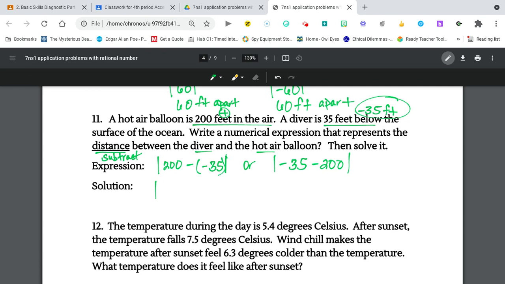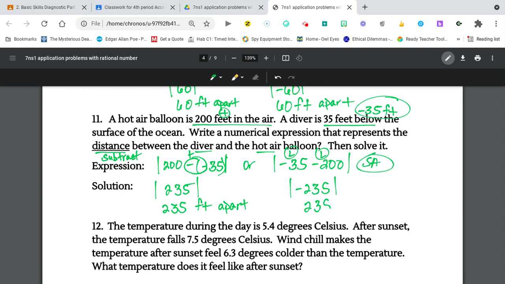So that's going to give me the absolute value of 235, which is 235 feet apart. This is the same as plus, guys. 200 plus 35 is 235. All right, both of these go to the left, so I'm going to add, same direction, add. So that would give me negative 235, but the absolute value of any number is always positive. So either way you subtract, as long as you're using absolute value, you get the same answer.